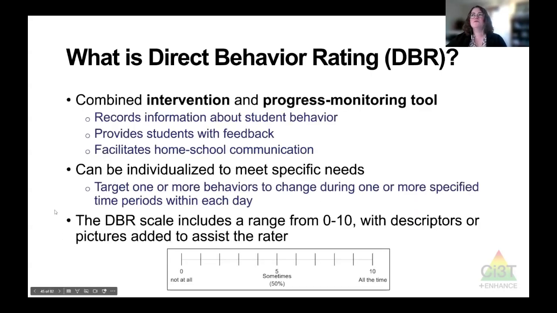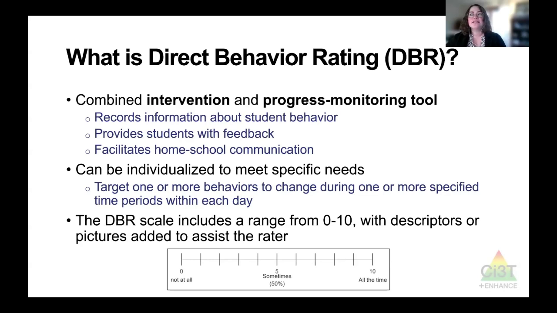When we think about defining what a direct behavior rating is, it's actually a pretty impressive tool because it's a combo tool. Dr. Sandra Chafouleas, a professor at the University of Connecticut, is one of the original creators of the DBR, and she likes to describe it as a 2-for-1 special. I don't know about you, but at the grocery store lately, I could use a 2-for-1 special, right? So it's a 2-for-1. You've got a combined intervention and built-in progress monitoring tool in one. As you're recording information about the student behavior, you're providing feedback, and you're facilitating home-school communication.